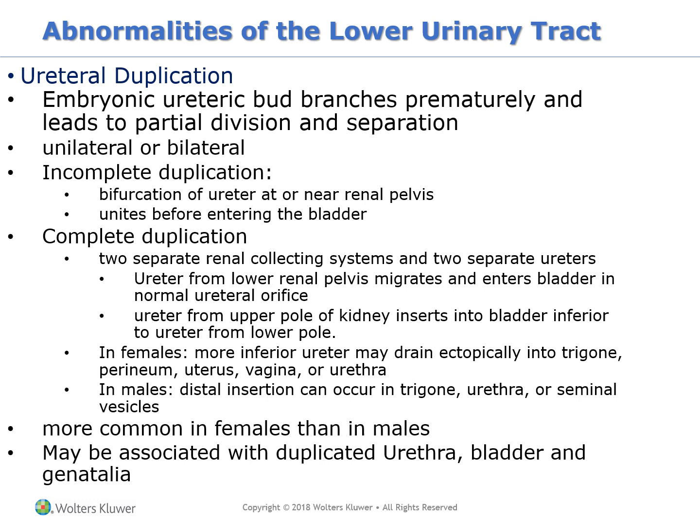vesicle. It's more common to have a duplicated ureteral system in females than males, and it's also associated with duplicated urethra, bladder, and genitalia because of the close relationship as they develop.